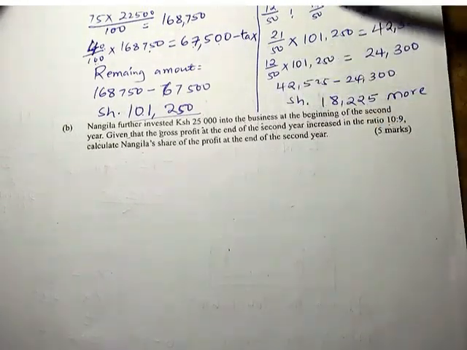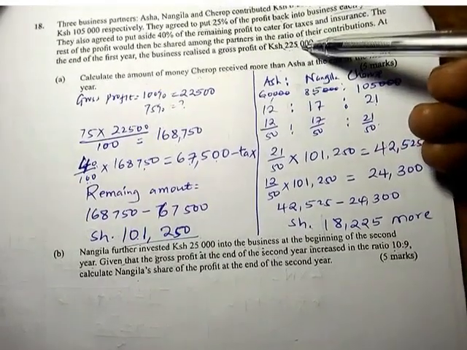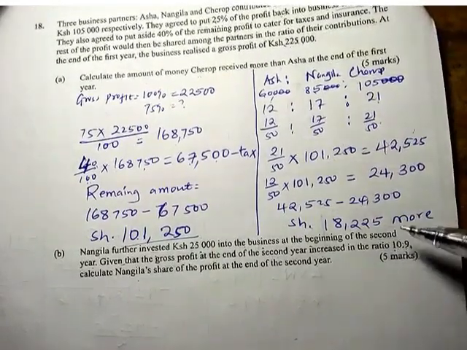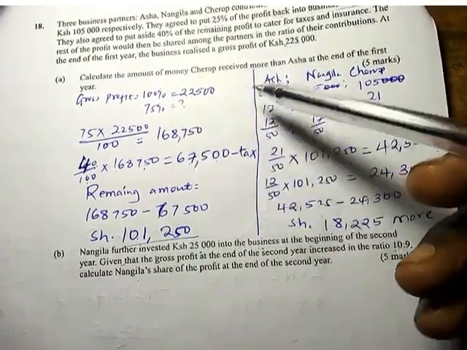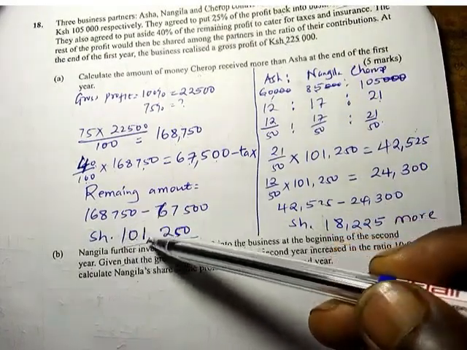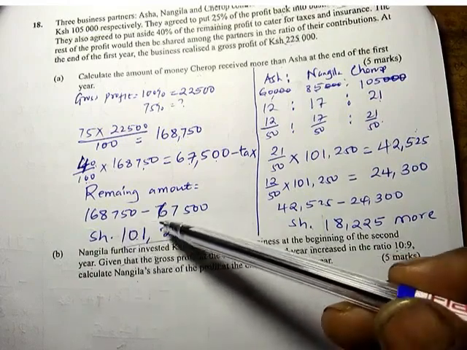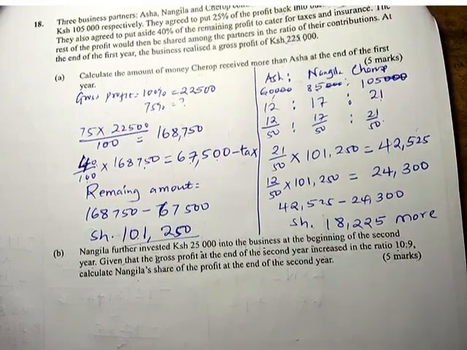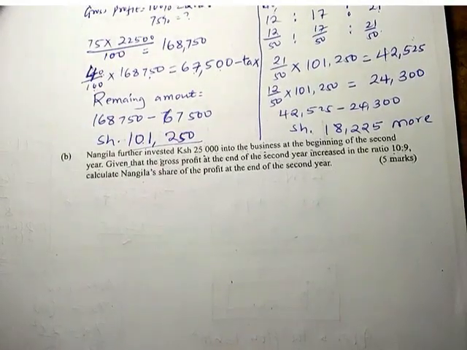So if the gross profit will increase in this ratio, there is no need to start here and then go back to subtract. So what I will do is increase the money to be shared using this ratio. These are the money that will be shared. So that is why I will increase here, to avoid too much cash.